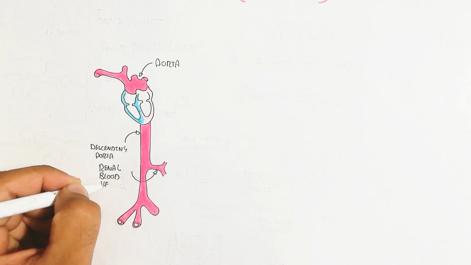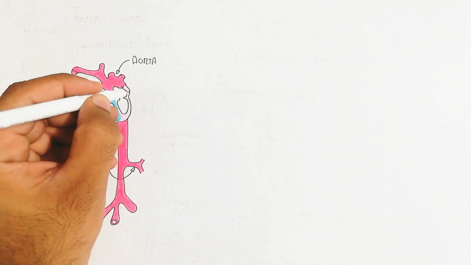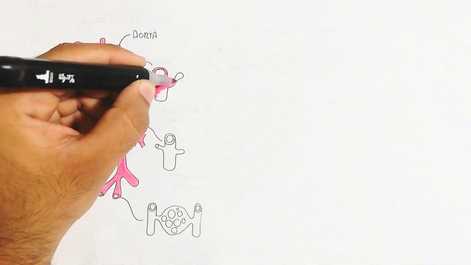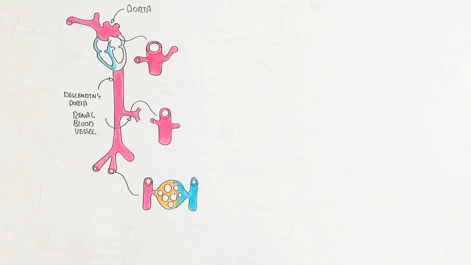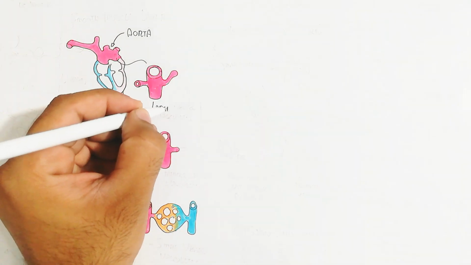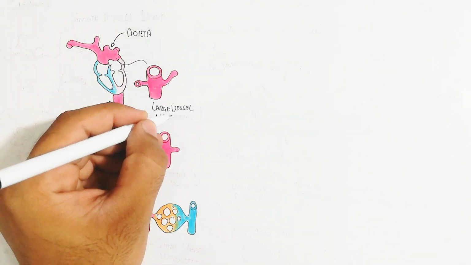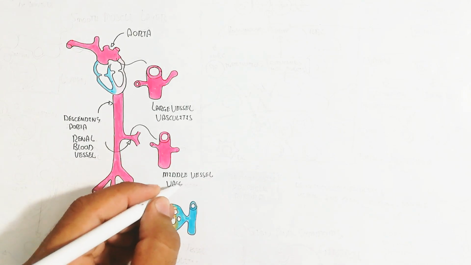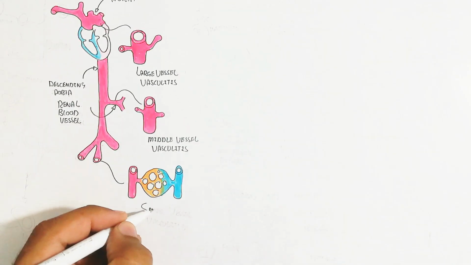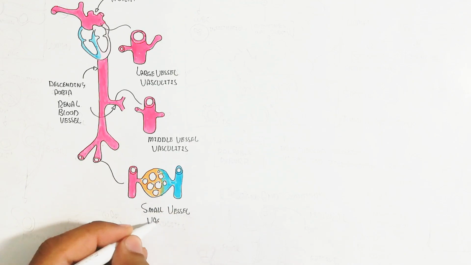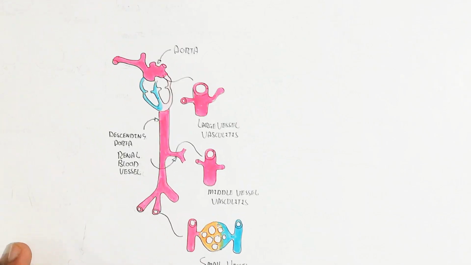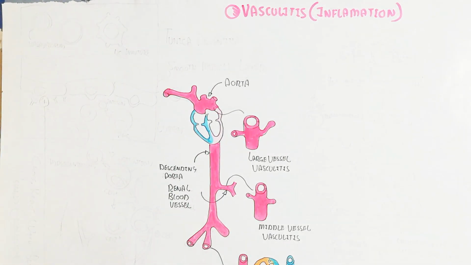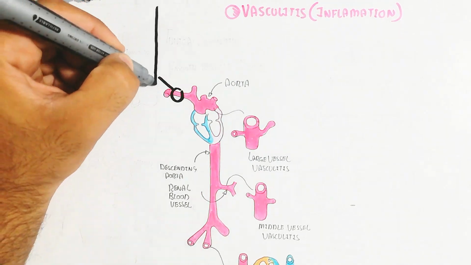This is the aorta and the heart, and this is the descending aorta, and this is the renal blood vessel. Large vessel vasculitis occurs in the aorta, while middle vessel vasculitis can occur in the renal blood flow to cause glomerular nephritis, or in the mesenteric artery, while small vessel vasculitis involves the capillary.